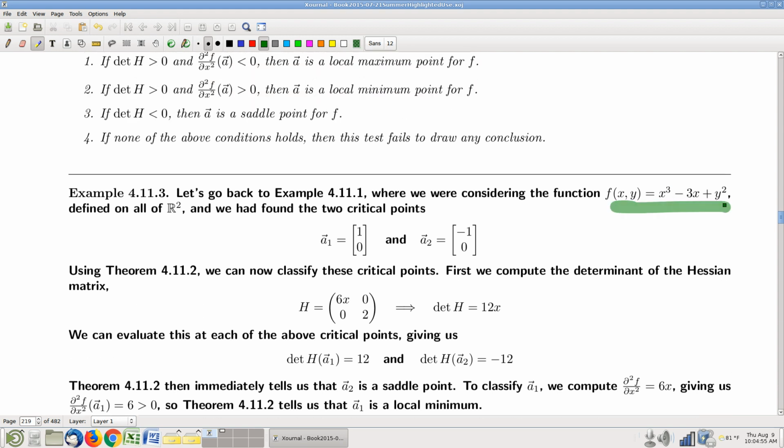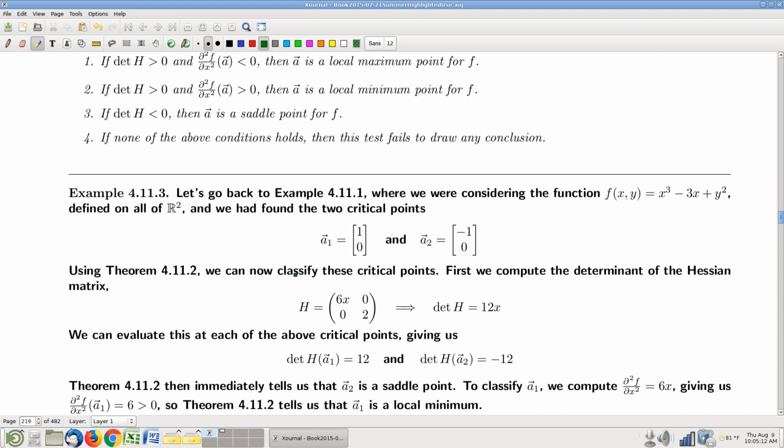Here's a function that we considered previously. And we've already found the two critical points there and there. Now let's see what can we deduce. Is either one of these a maximum or maybe a minimum? What can I conclude about these points? So let's play the game.